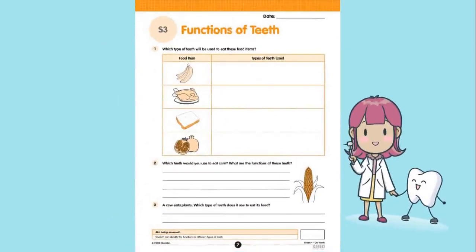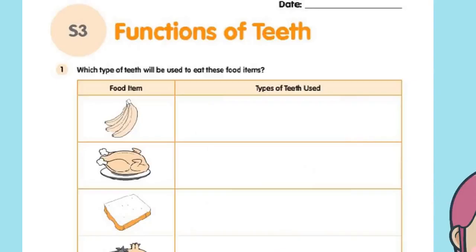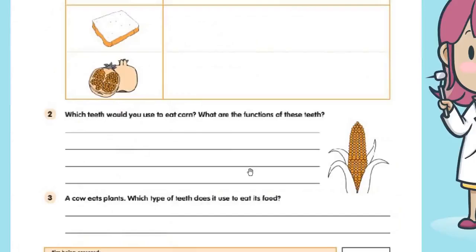Next, worksheet questions. Which type of teeth will be used to eat these food items? First one, banana. Which teeth do you use to eat banana? Which type of teeth used to eat the meat? Which type of teeth used to eat bread slice? Similarly, which type of teeth used to eat the pomegranate? Take a mirror. While eating this food, observe which teeth is used to eating the following food and write it down. Next question is, which teeth would you use to eat corn?